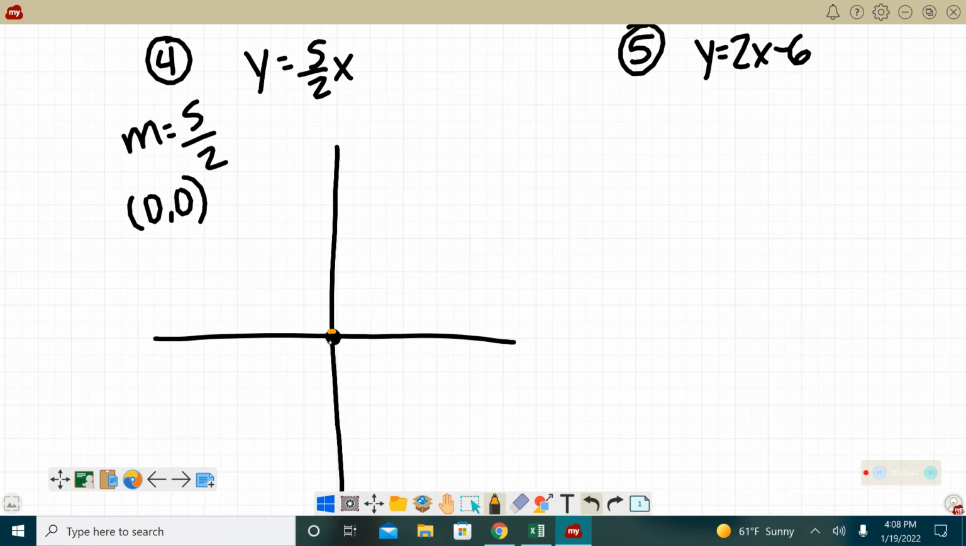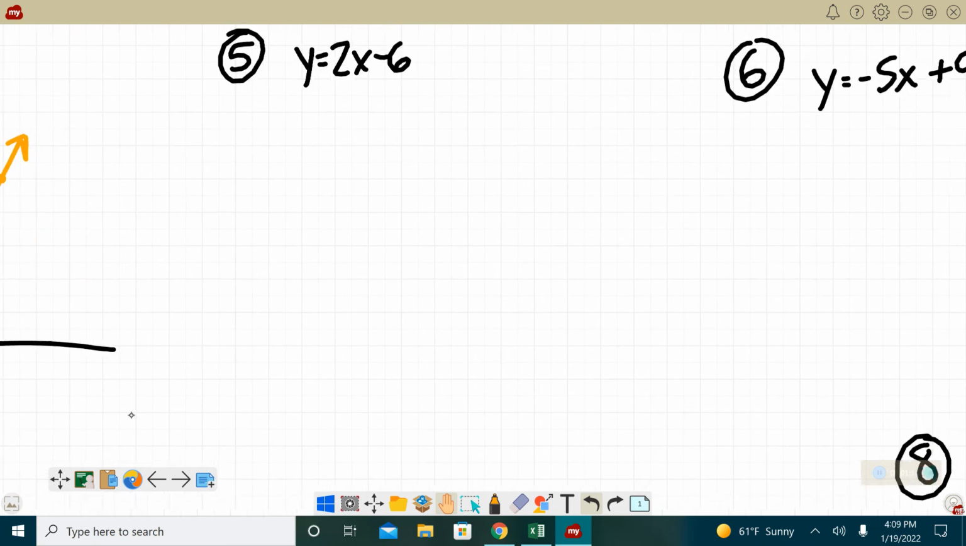I'm going to swap the color just so you can see it a little better. And then we're going to go up 5 and over 2 using our slope. So each of these medium marks represents 2. So 1, 2, 3, 4, 5, and then we're going to go over 2. And that's another point. Up 5, 1, 2, 3, 4, 5, and over 2. So we're going to connect a line through those points to create our graph.